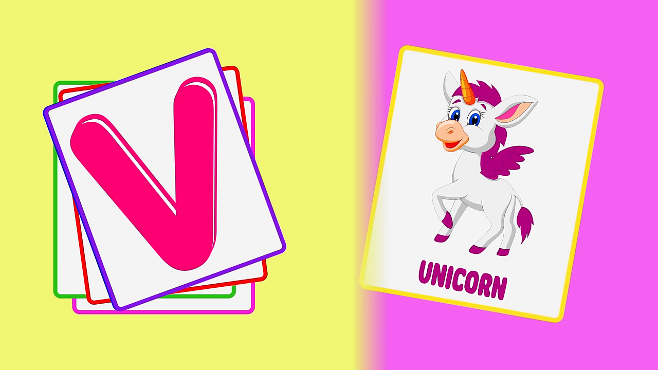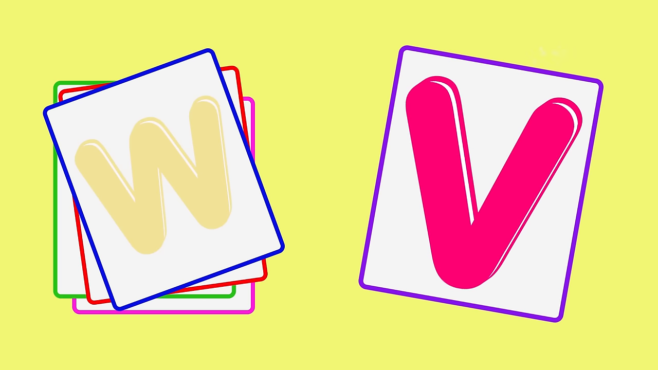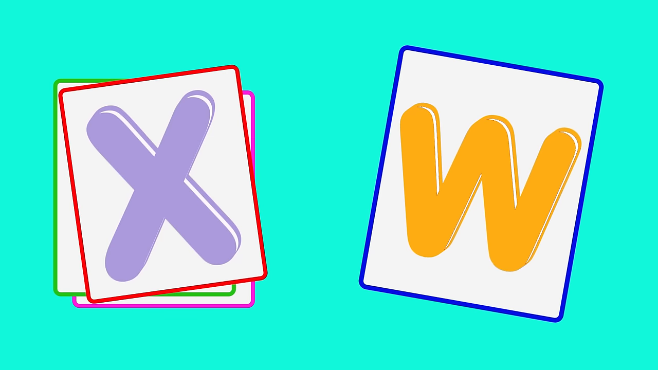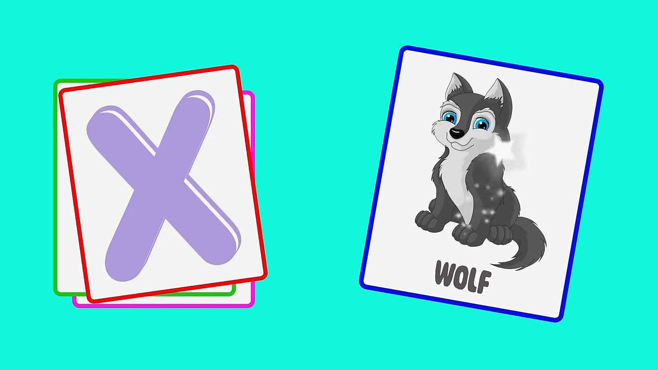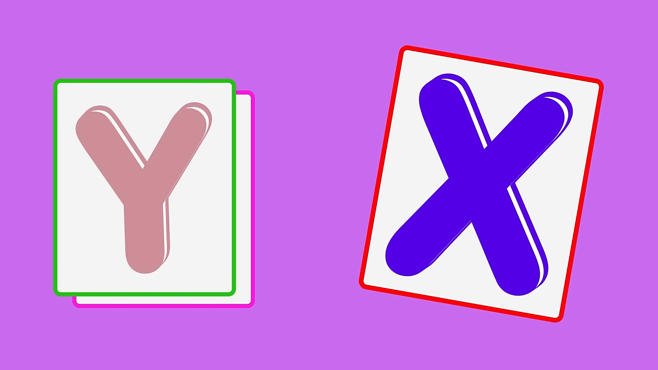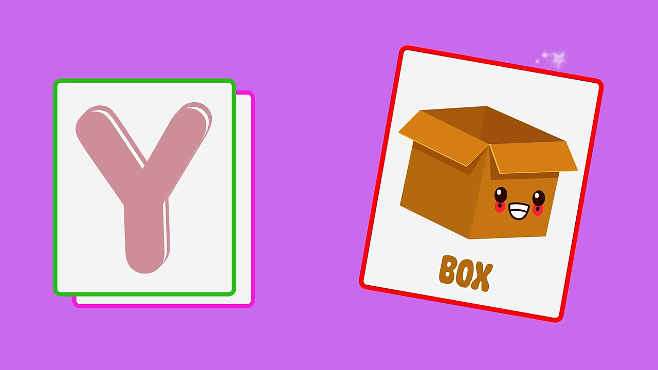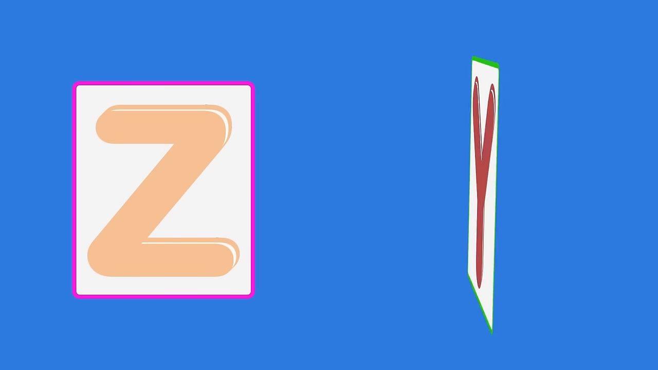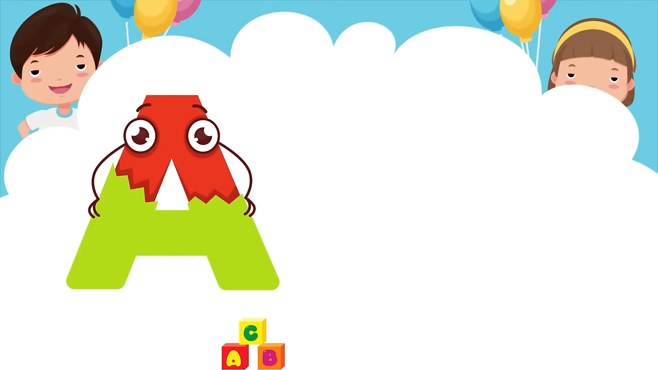U for unicorn. V for vulture. W for wolf. X for box. Y for York. Z for zero.